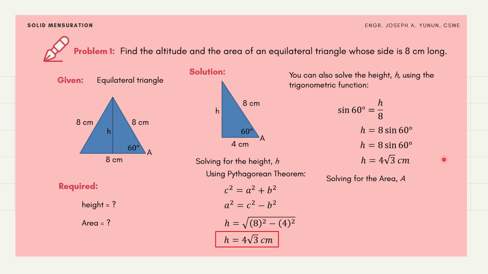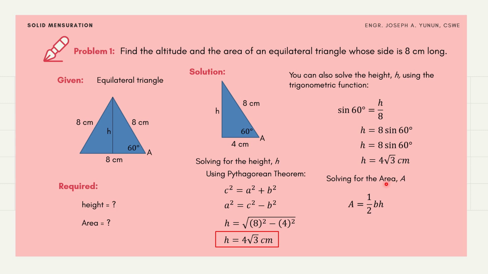Now, solving for the area of the triangle. Based on the given, we have the altitude now. Okay, so I could use the most commonly used formula, which is the product of one half, the base, and the height. So you have the base, okay? So I'll take note of this formula, and this required, which is the area.